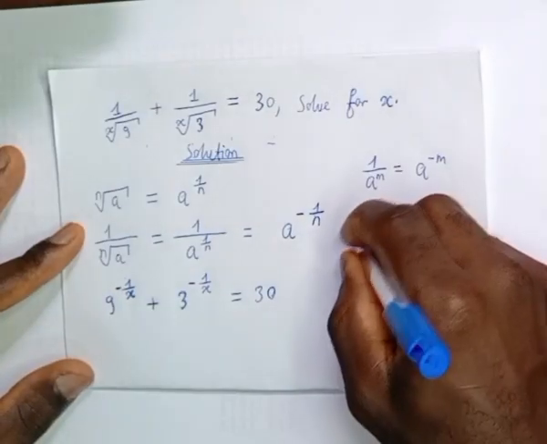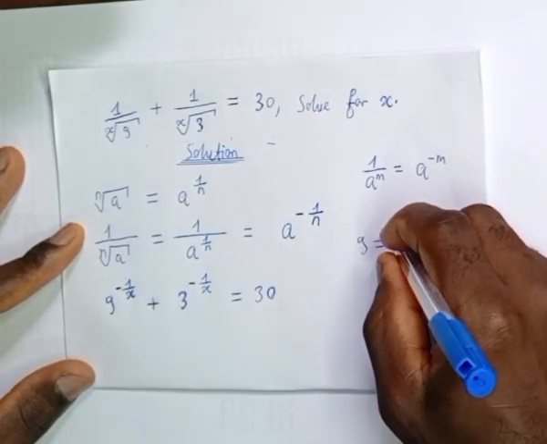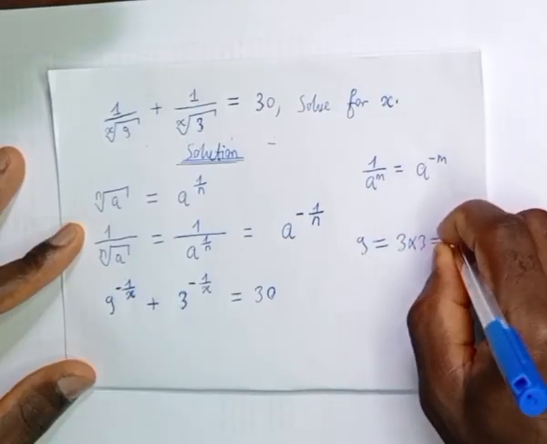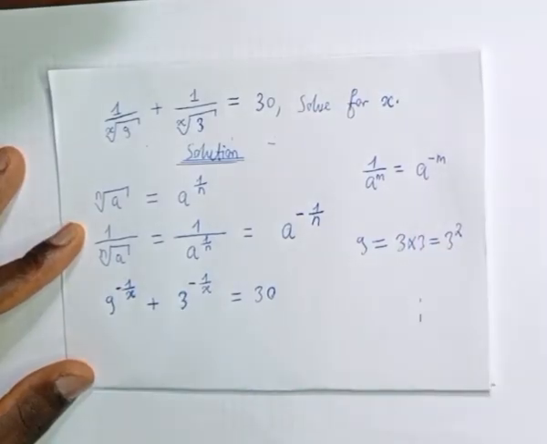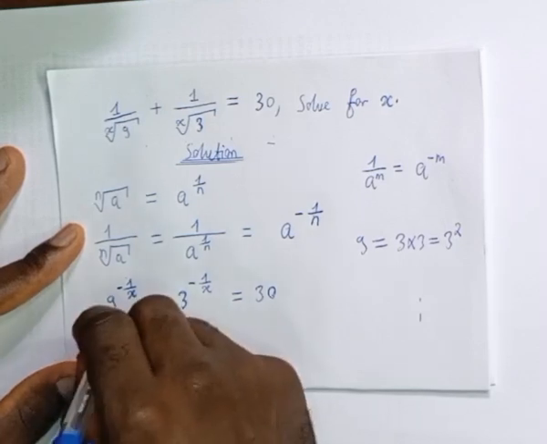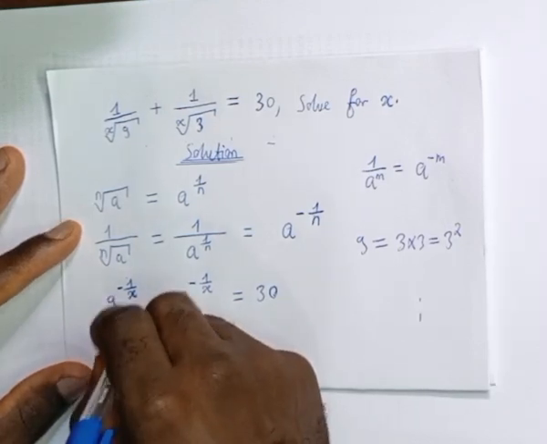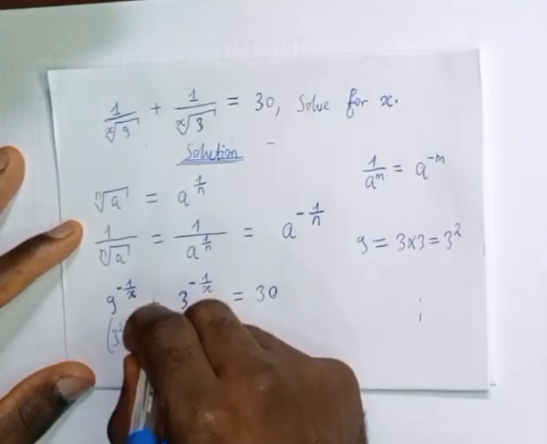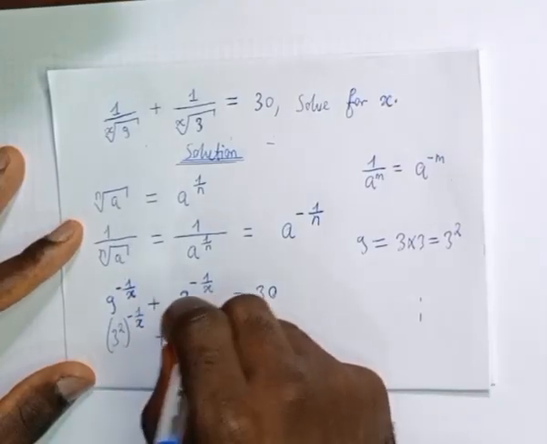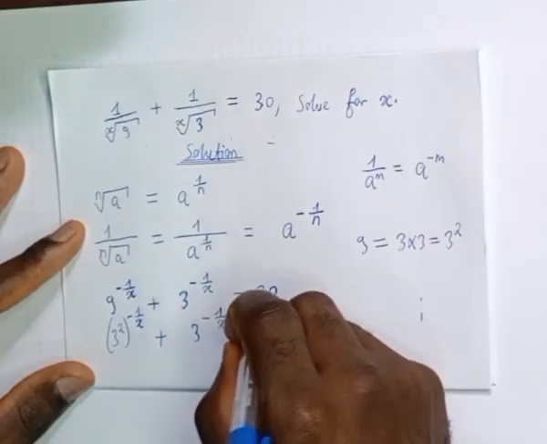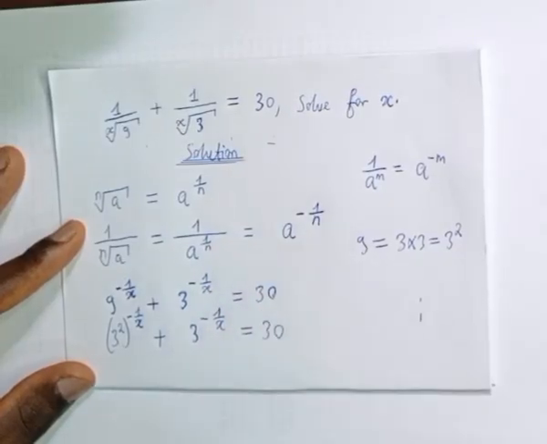The number 9 can be expressed in index form with 3 at the base. 9 is simply equal to 3 times 3, which is simply equal to 3 raised to the power 2. We are going to replace 9 with 3 squared. This will give us 3 squared, all this raised to the power negative 1 over x, plus 3 raised to the power negative 1 over x is equal to 30.